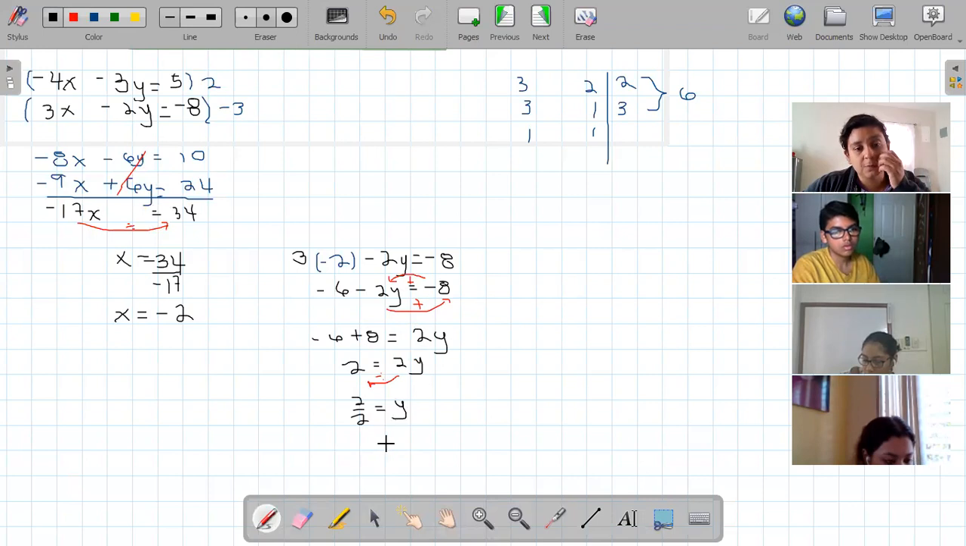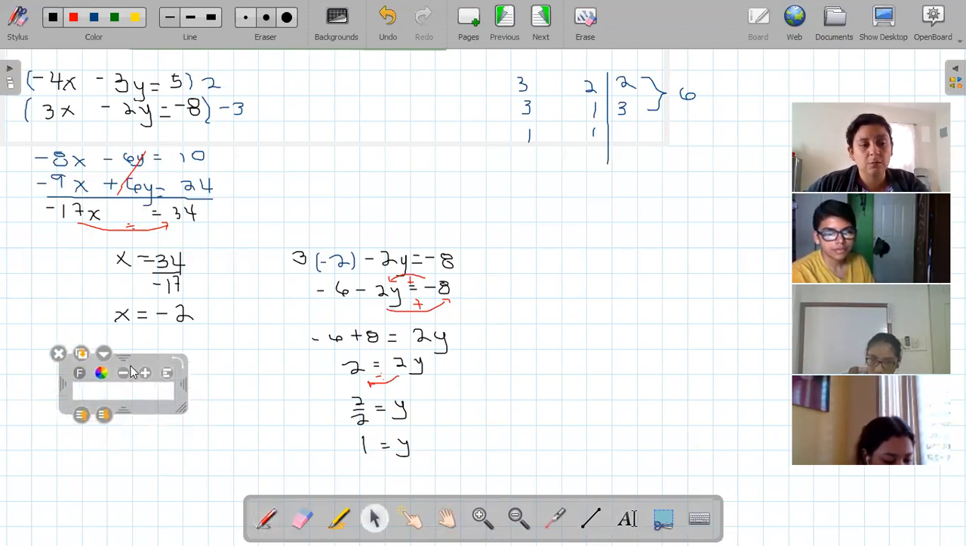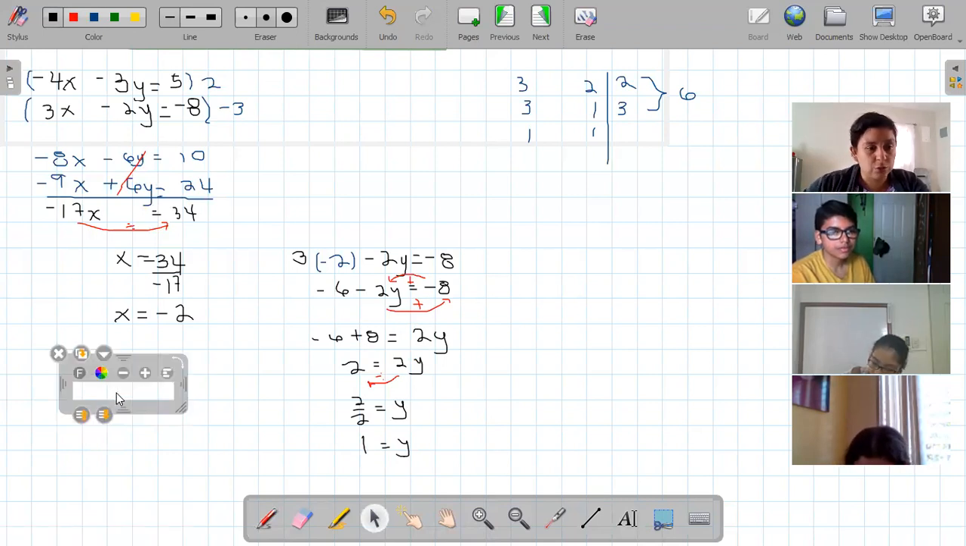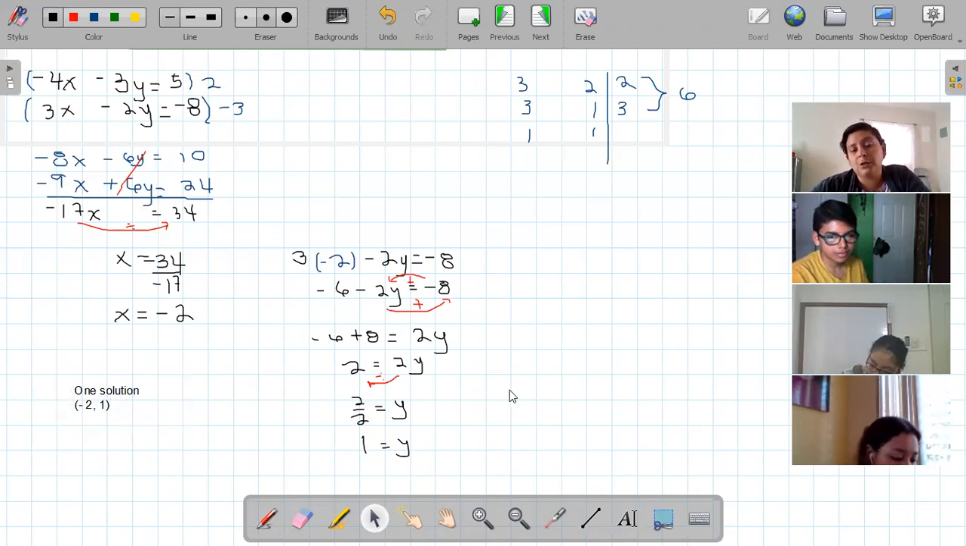Can I simplify that? Yes. How much is it? 1. Very good. How many solutions do I have then? 1 solution. And what is my solution? -2, 1. -2 of the x, 1 of the y. And that is my solution.